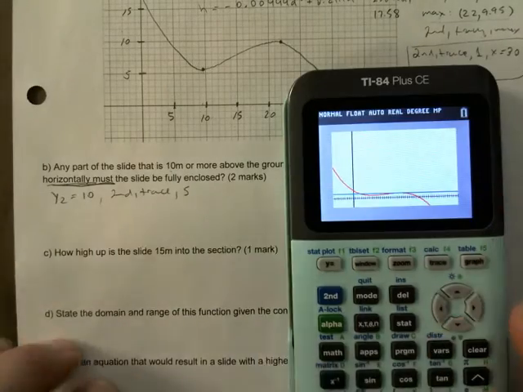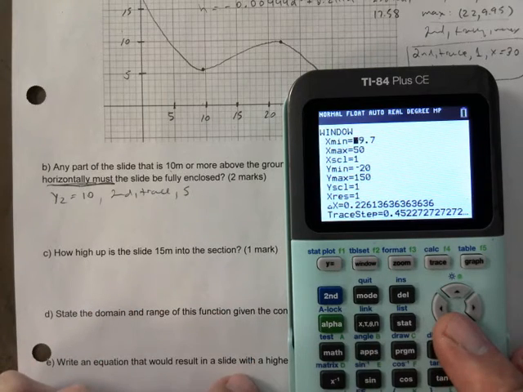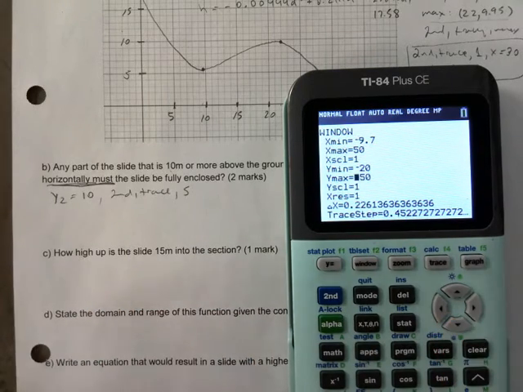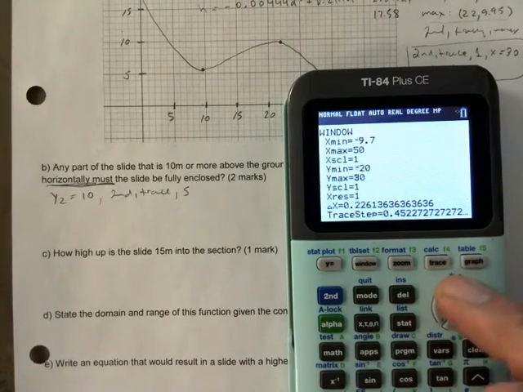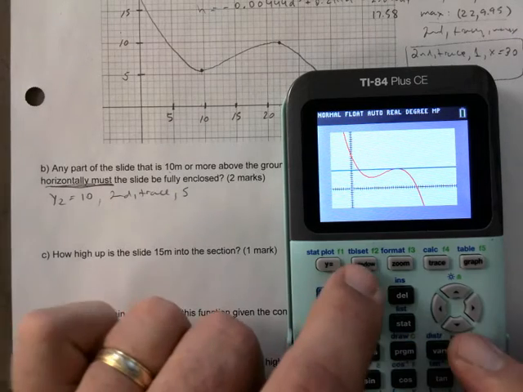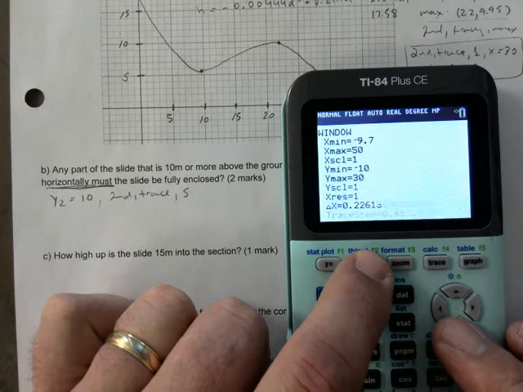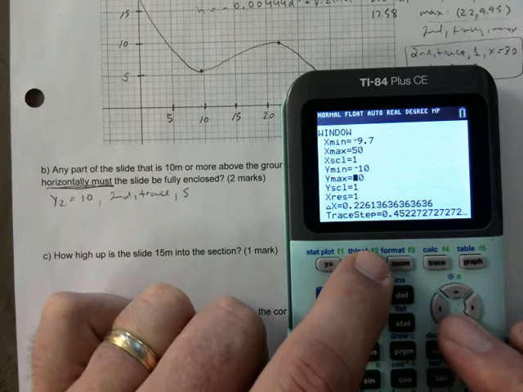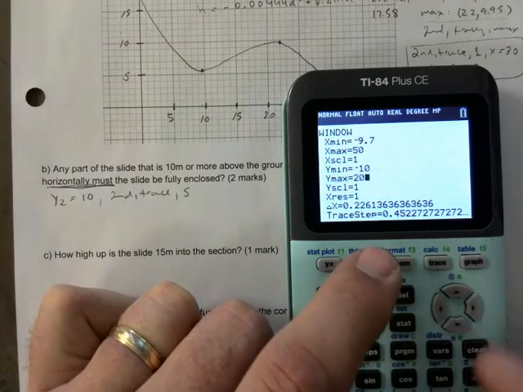There we go. I'm going to zoom in a little bit. I'm going to make my Y max a lot smaller. I'm going to go 30 for y max and maybe -10 for y min. That's better. I want it to be maybe closer even.